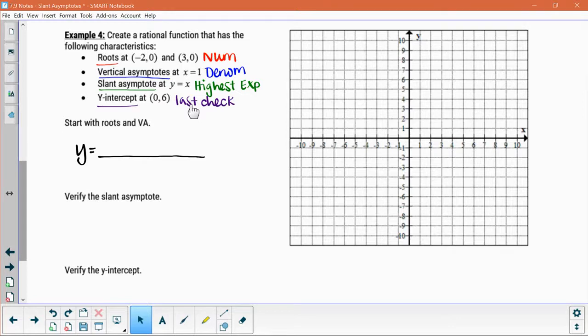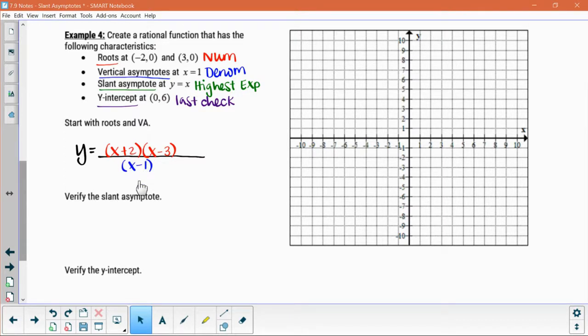So what I always like to do is start with my roots and my vertical asymptotes. I set out a y equals, I give myself a big fraction bar, and I start to work in reverse. If I had a root at -2, I know that's coming from the factor x plus 2. And if I had a root at 3, I know that's coming from the factor x minus 3. Both of these have to be in the numerator. Vertical asymptote at x equals 1. That means I had a factor in my denominator of x minus 1.